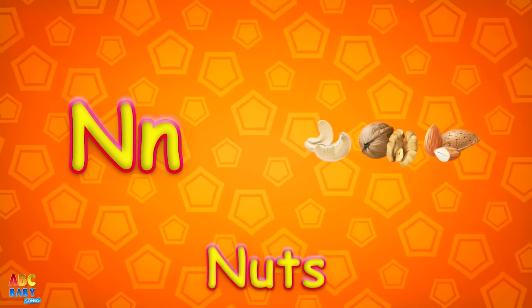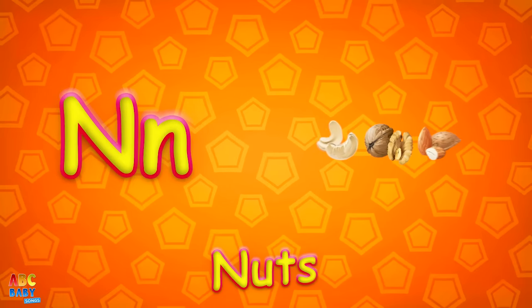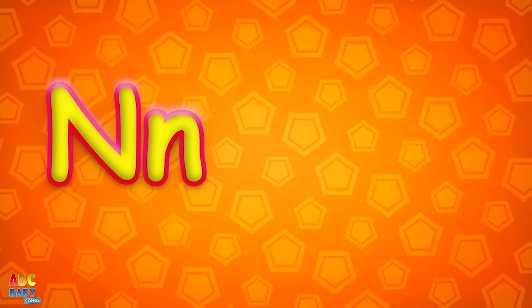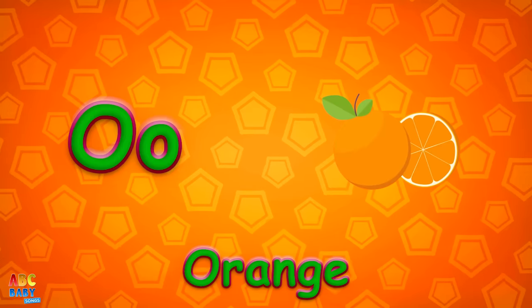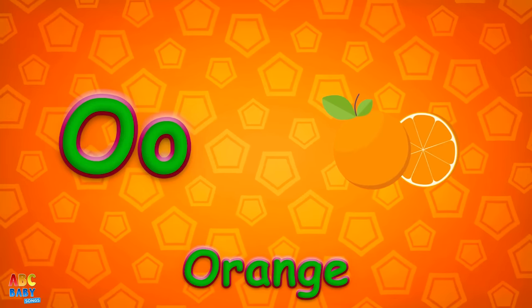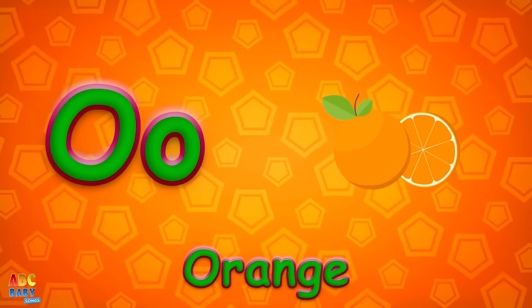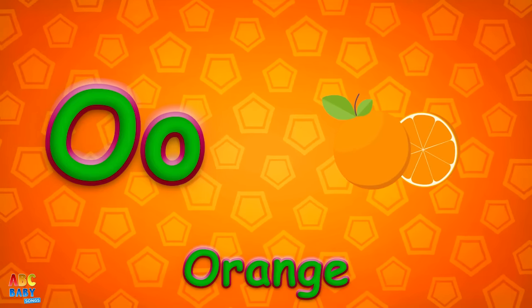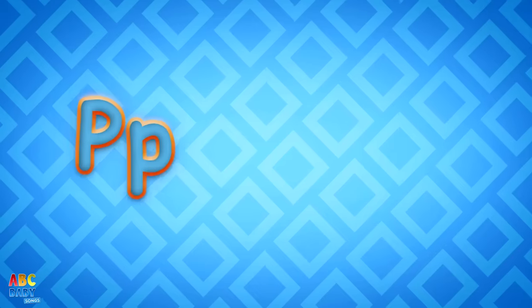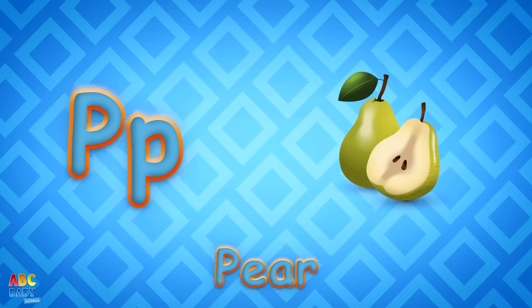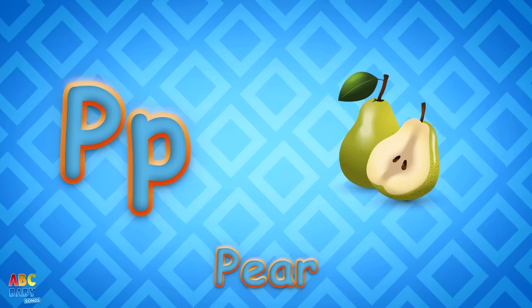N is for nuts, N, N, nuts. O is for orange, O, O, orange. P is for pear, P, P, pear.